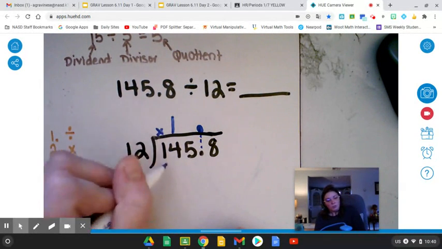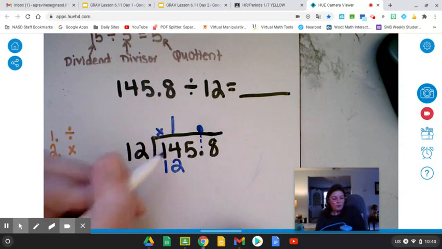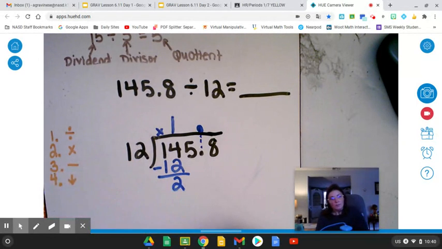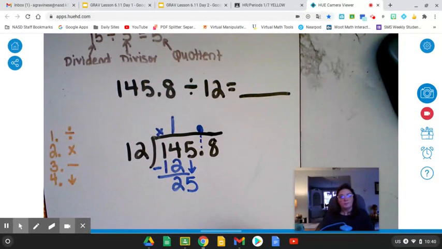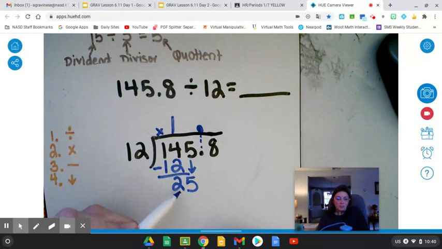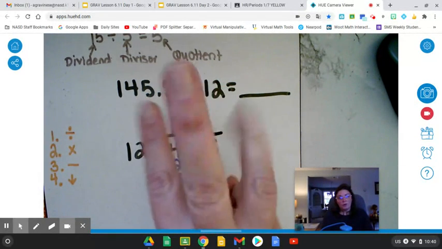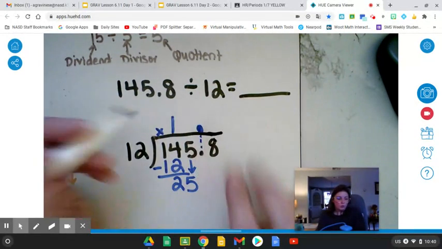Multiply. 1 times 12 is 12. Subtract. 14 minus 12 gives me 2. Bring down the next digit, the 5. Now we repeat. Let's divide again. Can I take 12s out of 25? Yes, I can. 12, 24, 36 is too many. So I can take out 2 groups of 12.